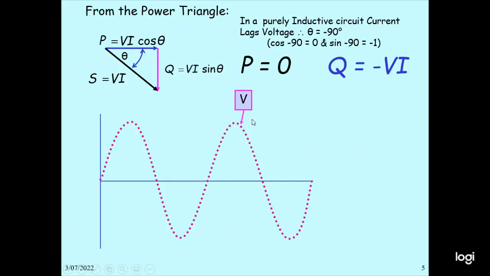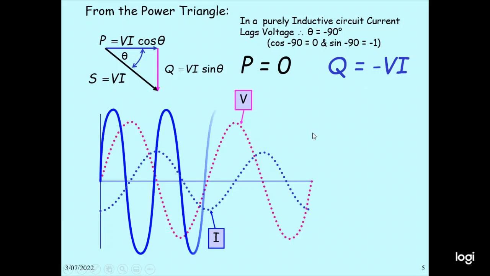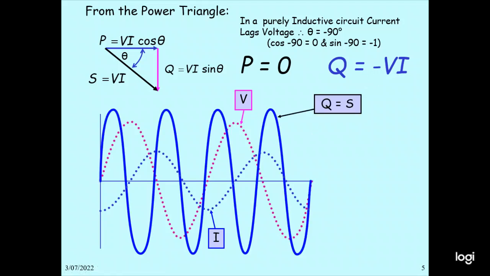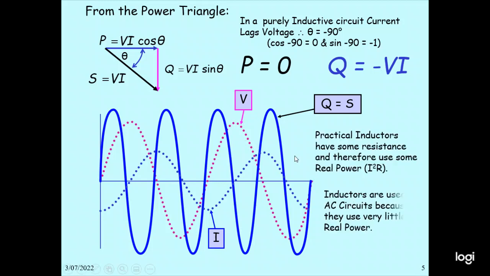Now for the inductive circuit, P equal to 0 and Q equal to minus VI. This is the voltage diagram, and this is for the ideal inductive circuit. The current lags the voltage by 90 degrees. So in this case, our real power is 0 and Q equal to minus VI. This is the apparent power and reactive power, and here the power graph is like this. Since the ideal inductor has no resistance, there is no real power I squared R. Inductors are used in AC circuits because they dissipate very little real power.